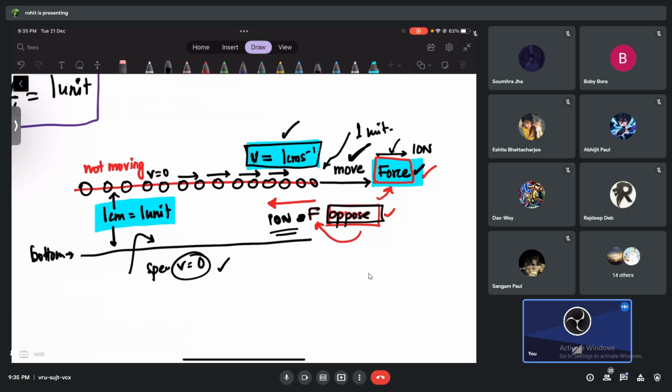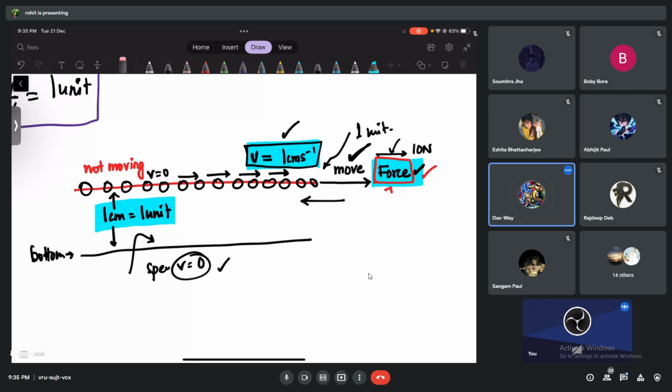Okay, this is for water, let's go to honey. Now it will make sense. Same picture, everything same. I want this topmost layer in honey to move with 1 centimeter per second. Think and tell me, will there be an opposing force or not? Yes, sir. Will it be 10 or more than 10? More than 10. Very good. More than 10.